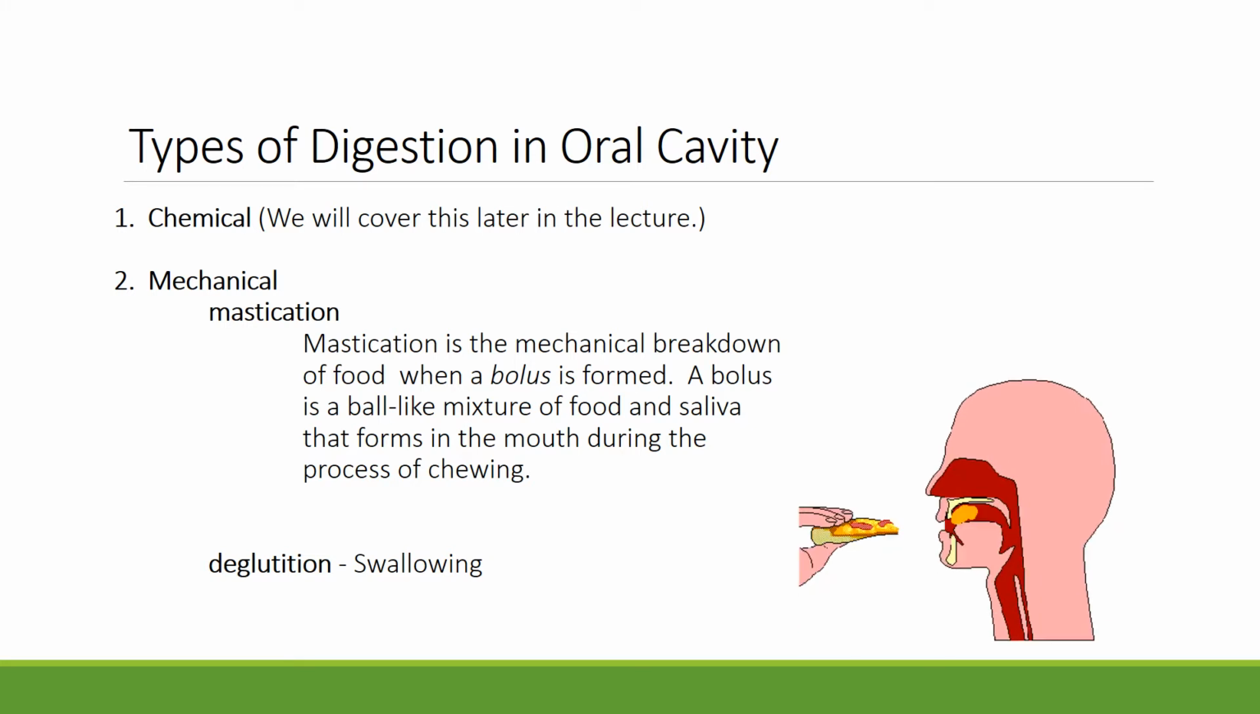There are 2 types of digestion that occur in the oral cavity: chemical digestion, and we'll be covering that later on in this lecture, and mechanical digestion, also known as mastication. This is when food is mechanically broken down and a bolus is formed. A bolus is a ball-like mixture that contains saliva and food, and it forms in the mouth during the process of chewing. Once this bolus is formed, deglutition or swallowing must occur.